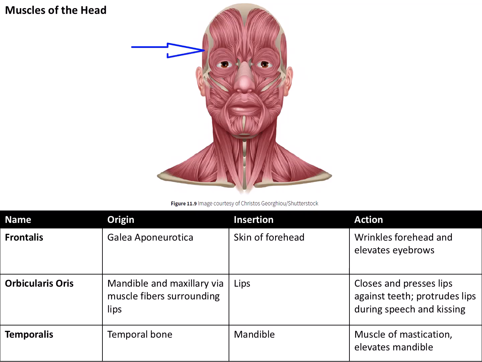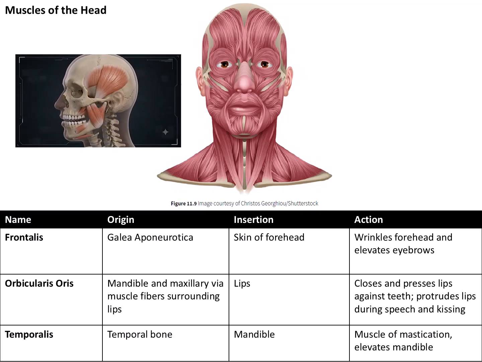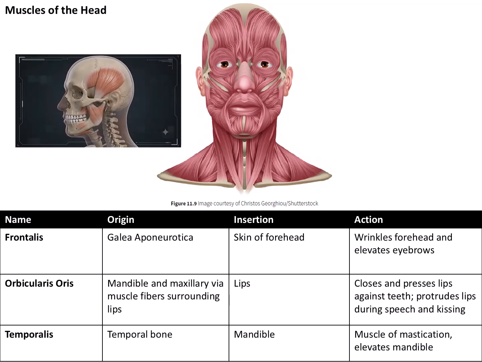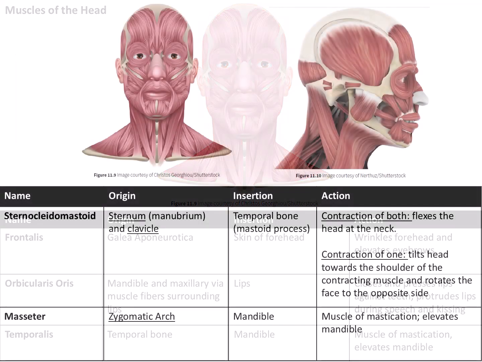Temporalis is on the side of the head near the temporal bone. It originates on the temporal bone and inserts on the mandible. When it contracts, it will elevate the mandible. This is a chewing muscle or a muscle of mastication.